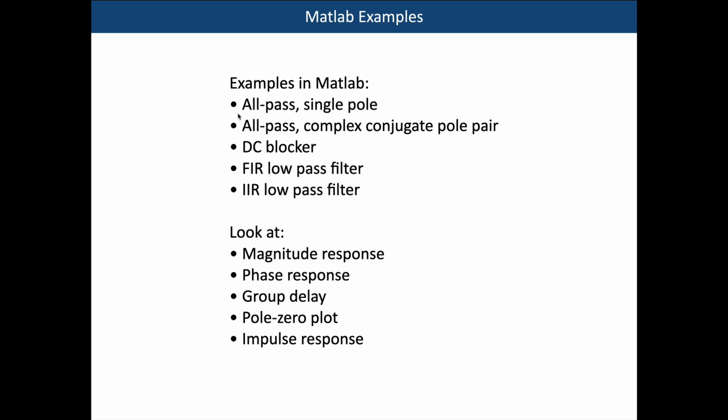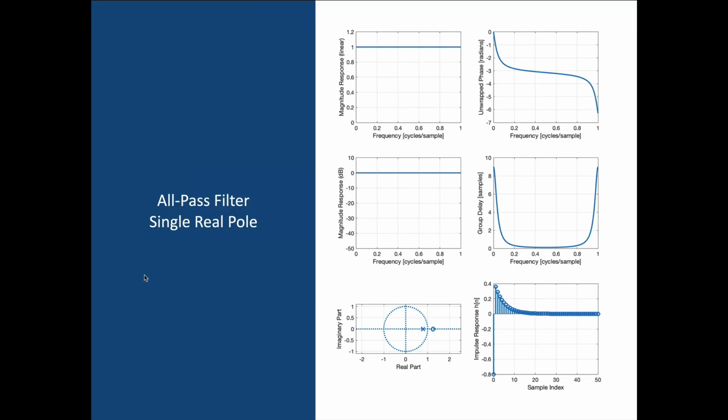We're going to start by looking at single pole all-pass systems. We're going to look at all-pass systems with a pair of complex conjugate poles. Then we're going to look at a DC blocker, an FIR low-pass filter, and IIR low-pass filters. And for each of these, we'll look at the magnitude response, phase response, group delay, pole-zero plot, and the impulse response.